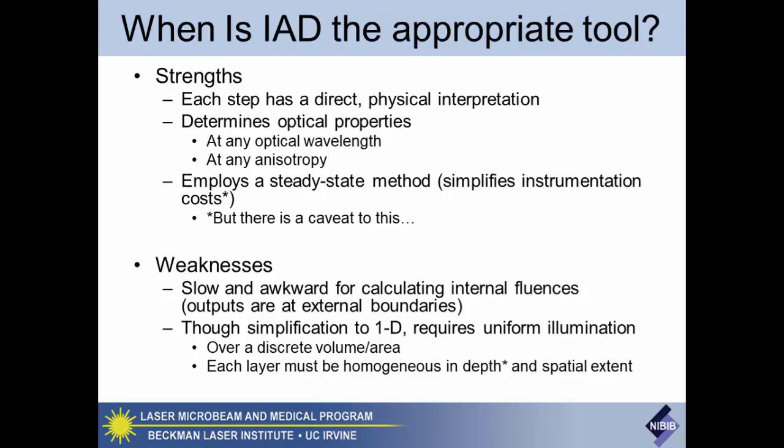So what are typical ranges of agreement between those two techniques? It depends on who fabricates the phantoms. But yeah, we can usually get within 1 to 5% agreement in terms of absorption and scattering if I do it.